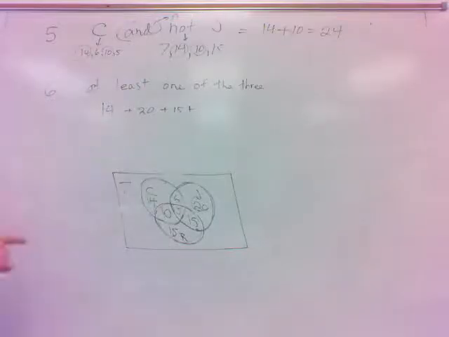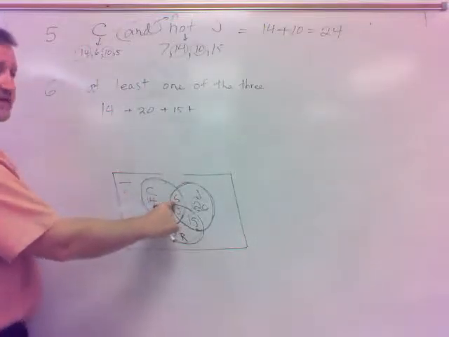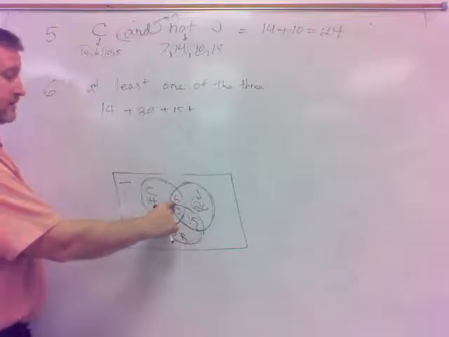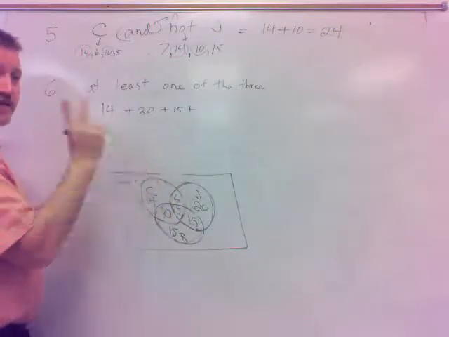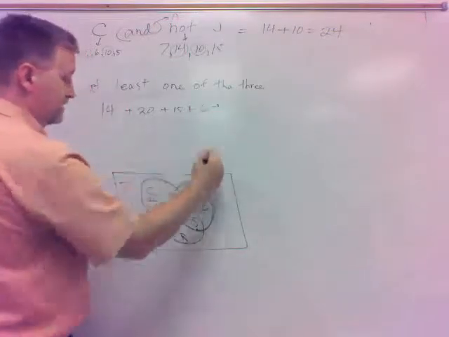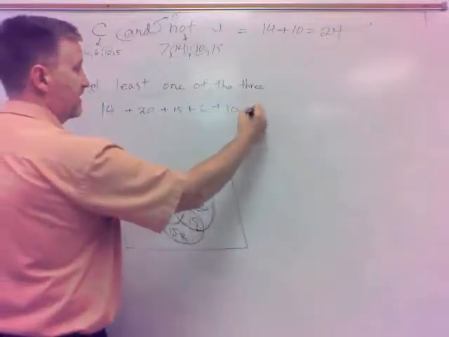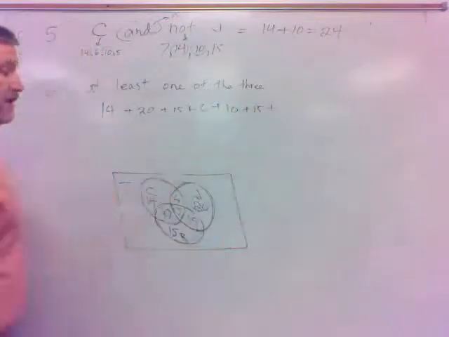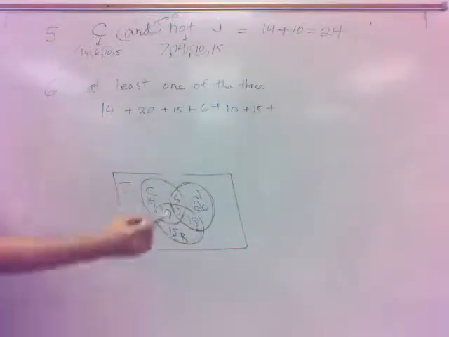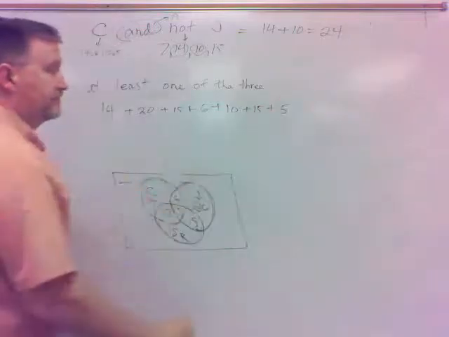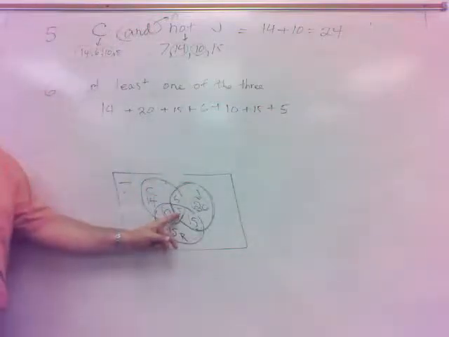Well, how about the 6 here? Wouldn't those be included? Because how many did they like? They liked classical and jazz, didn't they? So they liked 2 of them. So I'd add the 6. I'd add the 10 because they like 2, and then I'd add the 15. Any others? What about the 5 right in the middle? How many did they like? They liked 3 of the things, didn't they? They liked all 3 of them. So I'd add those 2.